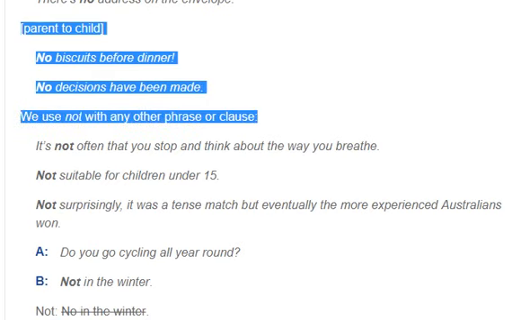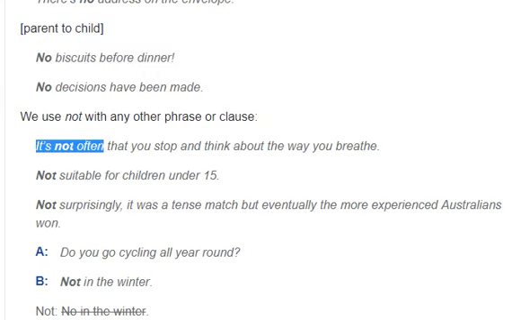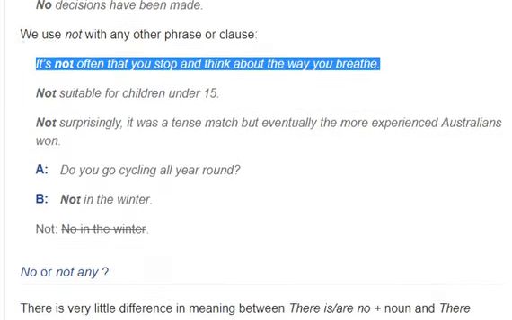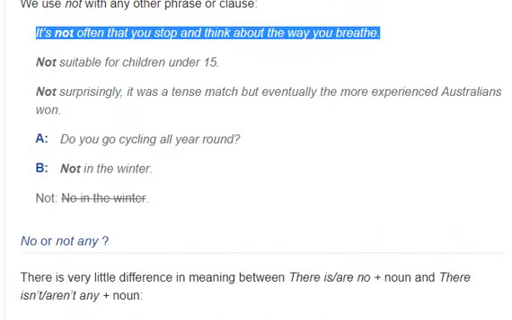We use not with any other phrase or clause. Oh, it's not often that you stop and think about the way you breathe. Frequentemente não é que você para pra pensar na maneira que você respira. Olha, eu não sou professor de português. Eu estou quebrando um galho. Vocês podem colocar as palavras em português para mim. Eu estou tentando comunicar isso, mas eu não estou falando que a coisa está certa em português. Eu só estou tentando dar uma explicação.